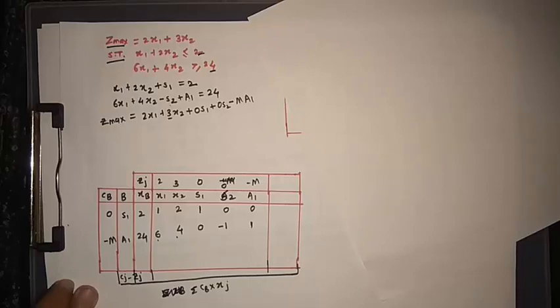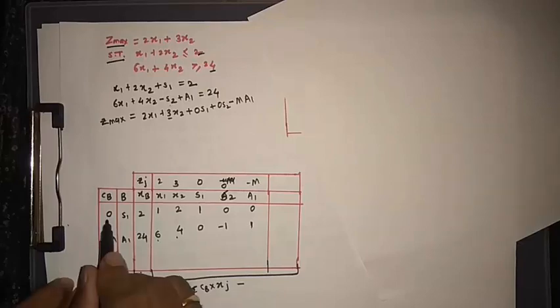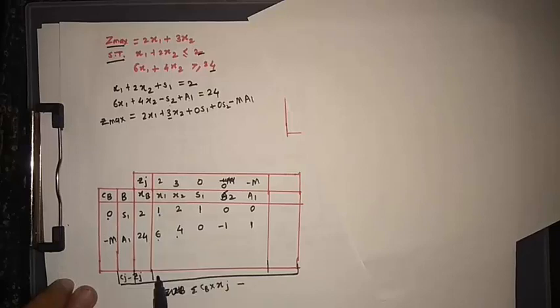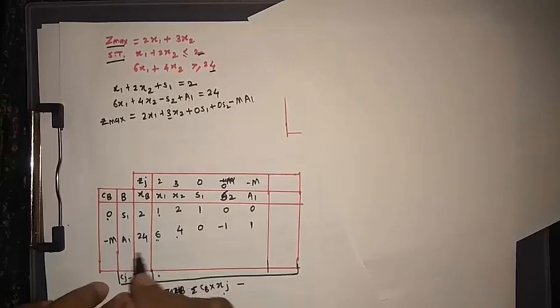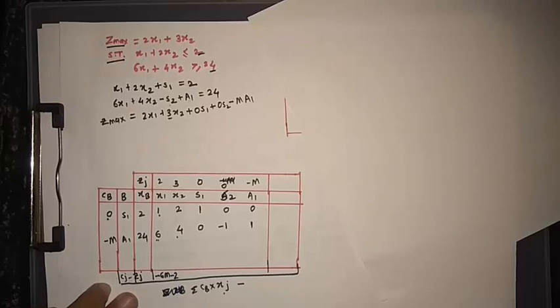So when we consider Cb, that is 0 into 1, for the first column. After that, plus minus M into 6, and that is the summation of Cb into xj. Minus, when we subtract it from the 2, 1 into 0 becomes 0, and minus 6 into minus M becomes minus 6M. So this Cj minus Zj for the first column becomes minus 6M minus 2.